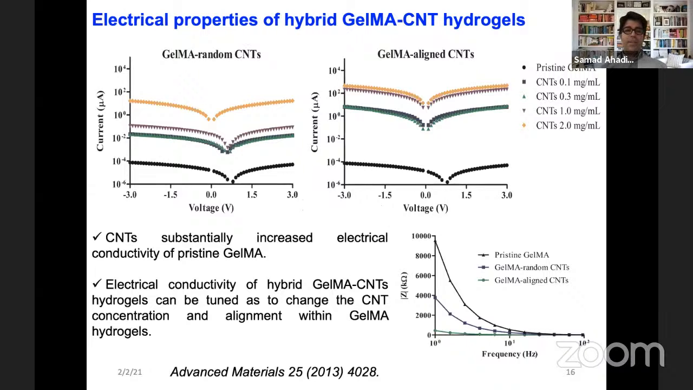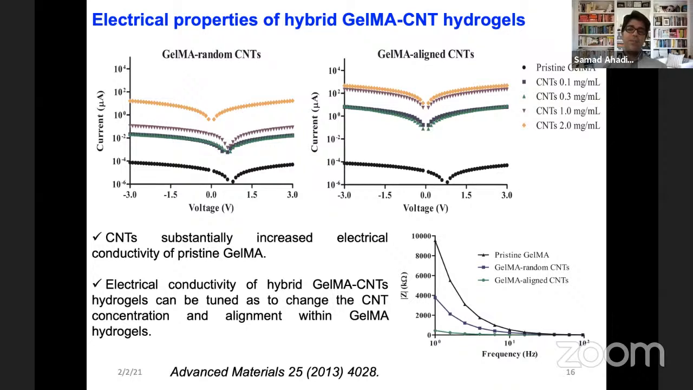And then the next step, we quantified and measured the electrical properties of the germ hydrogels and the germ CNT hydrogels. The way we quantified this electrical property was using the PT electrode in the system. We had two parameters here. One of them was CNT concentration. We tried up to 2.0 milligram per ml of the CNT. And we had different systems: again, the pristine germ hydrogel, the germ random CNT, and germ aligned CNTs.